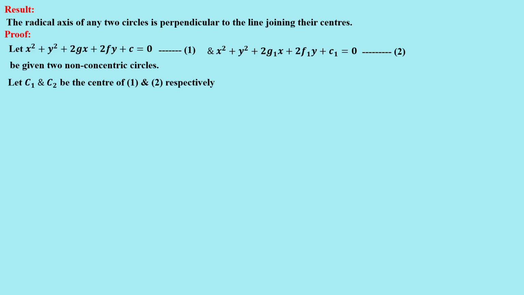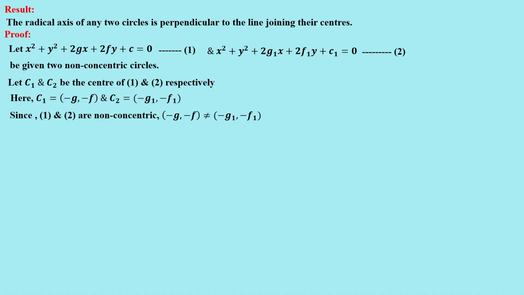Let C1, C2 be the centers of 1 and 2, and R1, R2 be the radii of 1 and 2. So C1 = (-g, -f) from the formula, and C2 = (-g1, -f1). Since 1 and 2 are non-concentric, the centers of the two circles are definitely not equal. That is, (-g, -f) ≠ (-g1, -f1). Let P1 be the radical axis of 1 and 2.